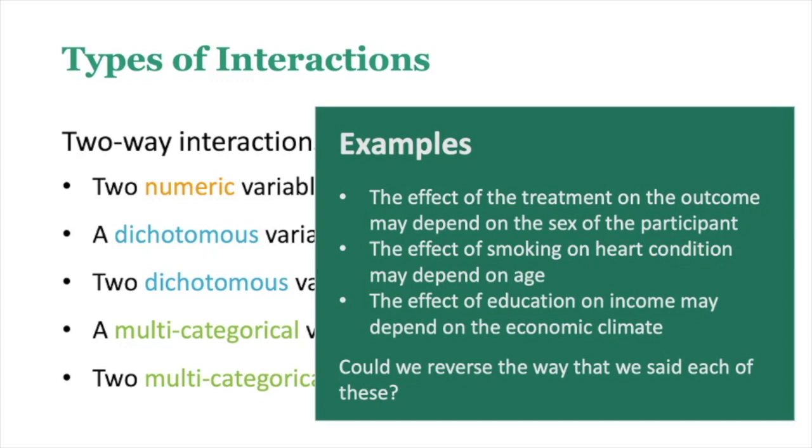But you could reverse all of these. And so you could say, for the first one, the effect of sex on the outcome depends on which treatment they're getting. You could do that the same. The effect of age on heart condition may depend on whether you smoke. In the last one, you could say the economic climate on income may depend on education.